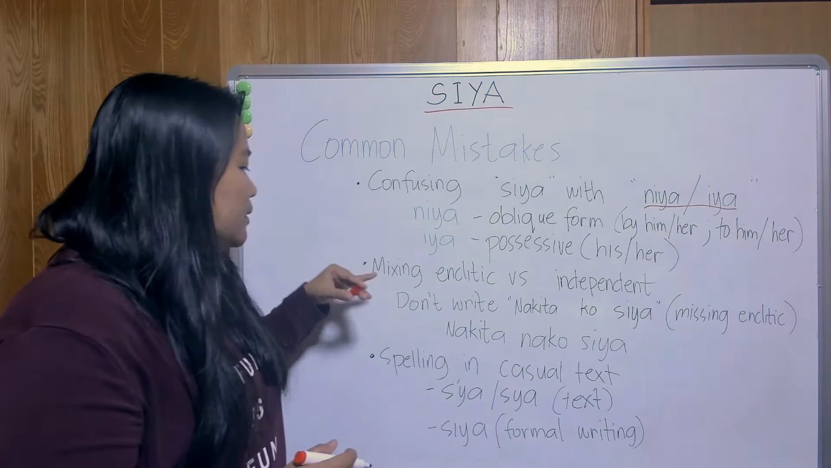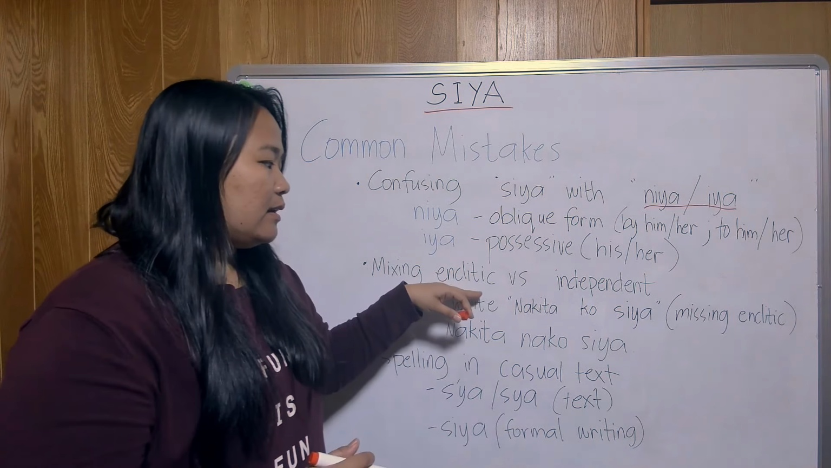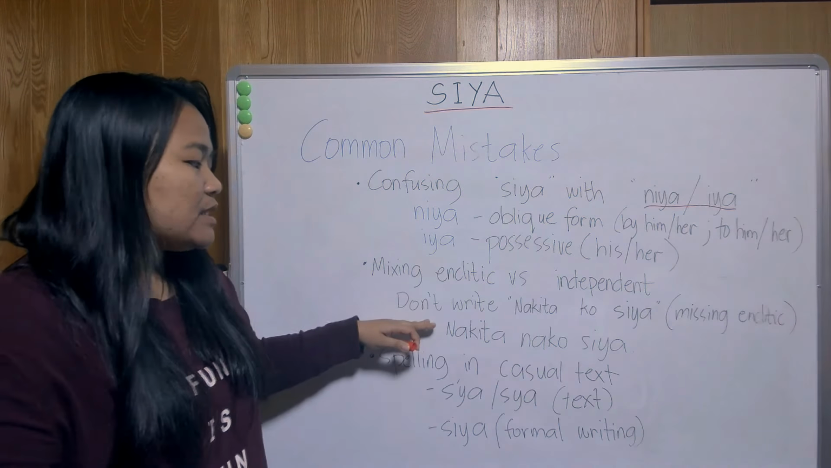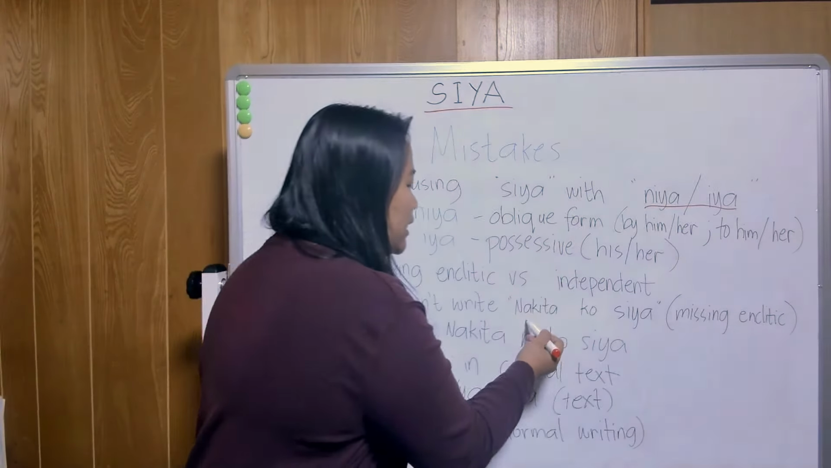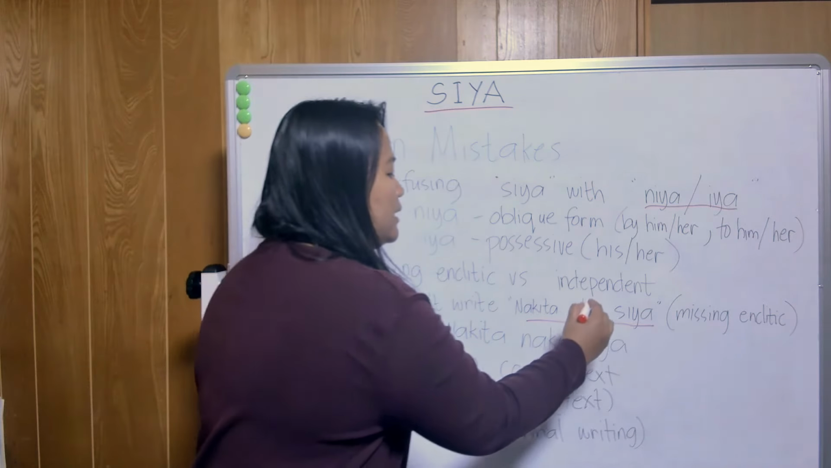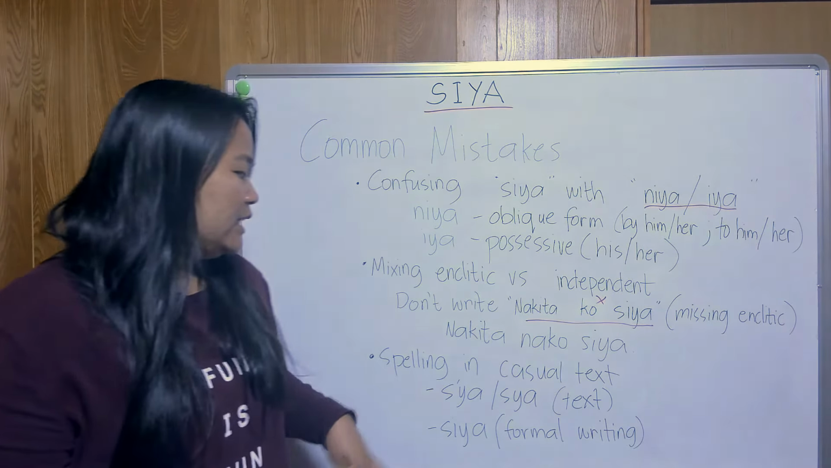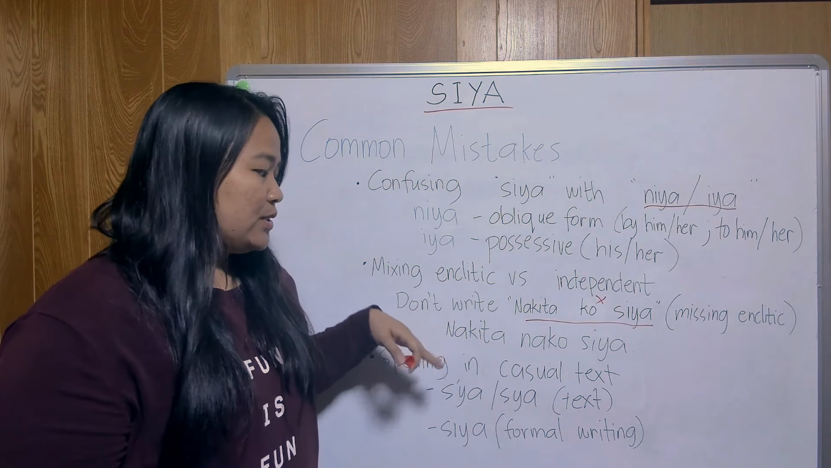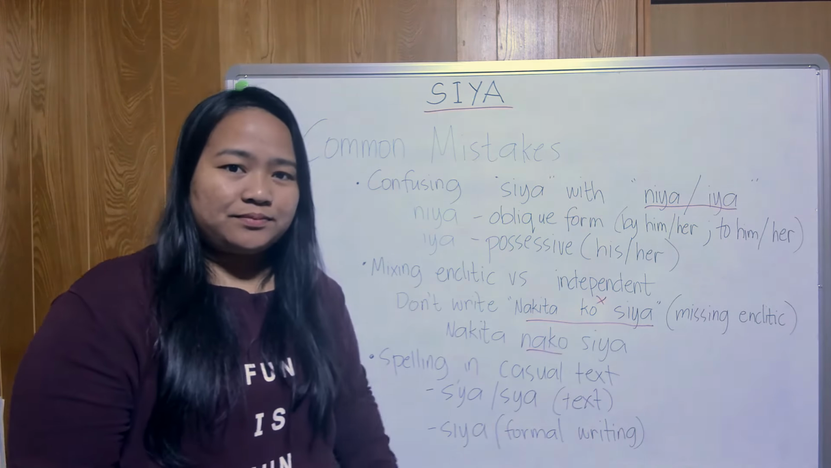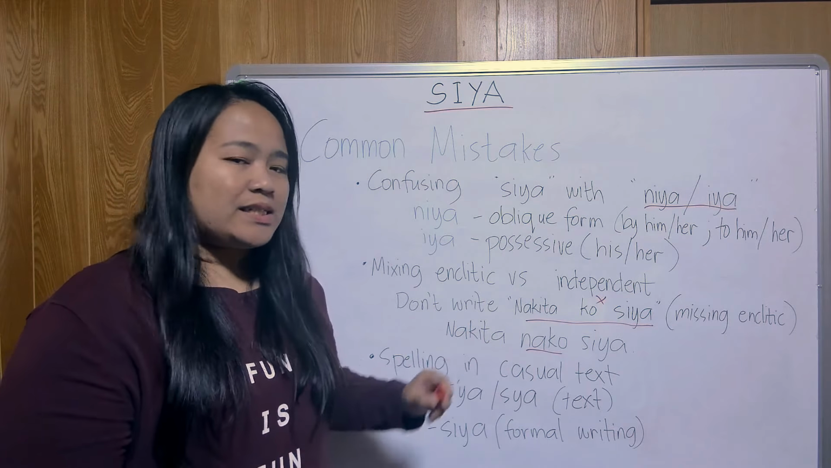Next is mixing enclitic and independent. So enclitic versus independent. Don't write nakita ko siya. So that is a missing enclitic, right? You should say nakita nako siya. This is the correct sentence.